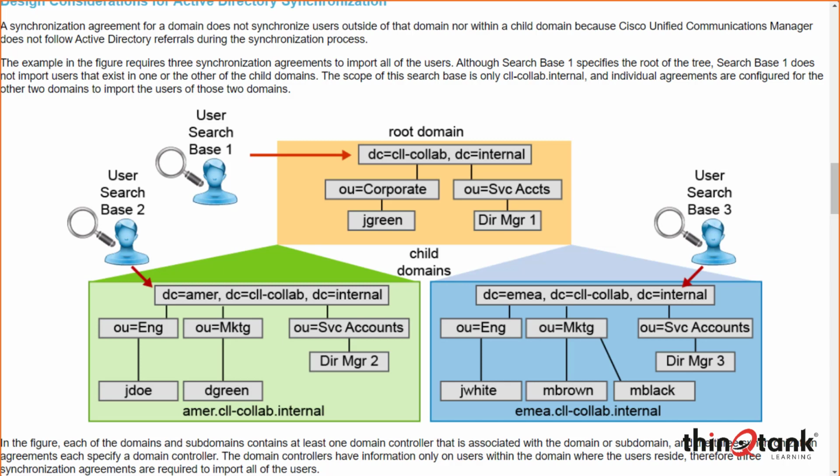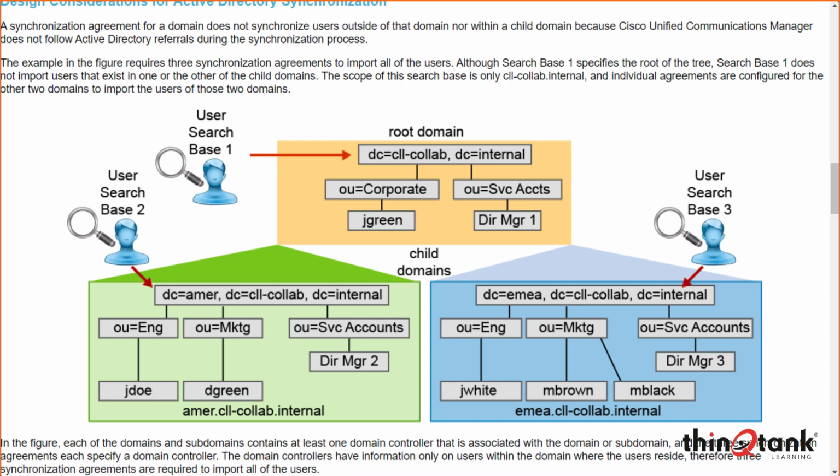Because the scope of that search space is CLL-collab.internal, which is going to incorporate the corporate user J Green and the service account directory manager 1, which, by the way, you can filter out again. Just because you specified the root domain doesn't mean you're required to synchronize all of the users from the root domain. You can actually create a filter.